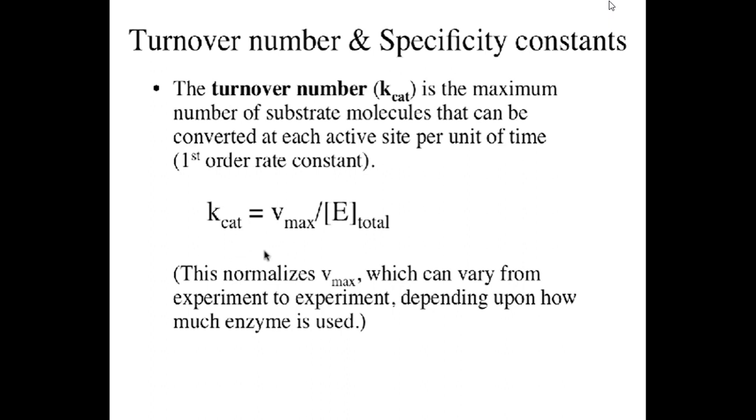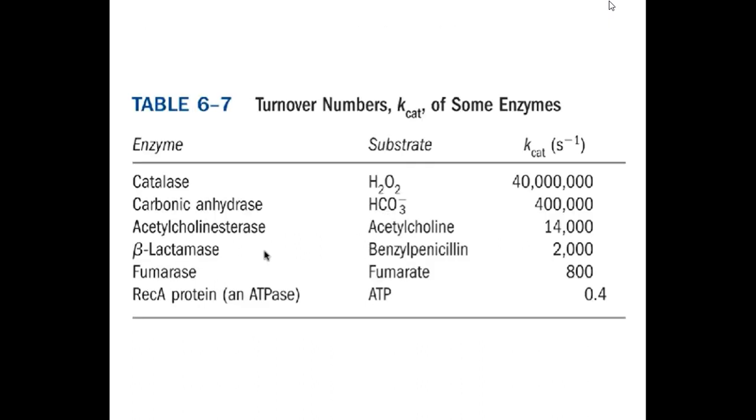So how many reactions per second? So this basically tells you the maximal rate of an individual enzyme. That's how many reactions it can catalyze per second. So if the kcat were 1,000 per second, that means each enzyme could catalyze 1,000 reactions per second when it was working at its maximal rate.